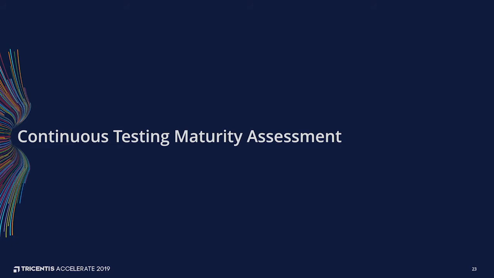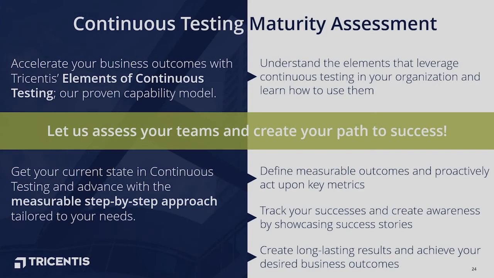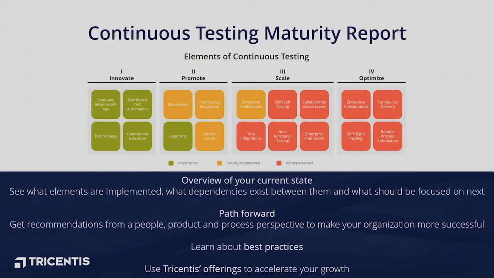That's really, in a nutshell, what the entire capability model is about. There's a lot more behind it. I could talk for 4 hours about it if I wanted. But basically what we have done is we have created a continuous testing maturity assessment. That continuous testing maturity assessment will help you assess your team, where you stand right now, what the next steps are you want to take, and really track your successes and help you promote that in your organization as well. Based on the elements of continuous testing, it will tell you exactly what you have implemented, what you have partially implemented, and what you still need to implement. And based on that, you can make an educated guess on what you want to focus on next.